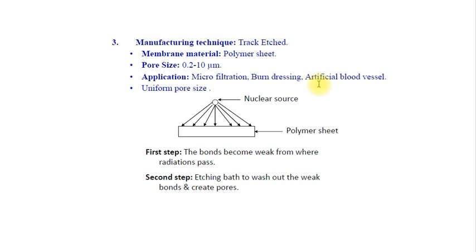The limitation of this process is also that you cannot create a very precise pore size. The porous structure, the pore size will be non-uniform, or it will vary a lot based on the exposure of the nuclear radiation on the sheet. It will also vary across the cross section. Above the surface you have the higher pore size, below the surface you have the lower pore size. So this is another method to create a membrane.